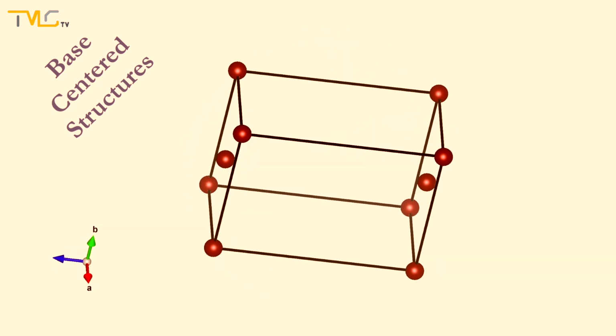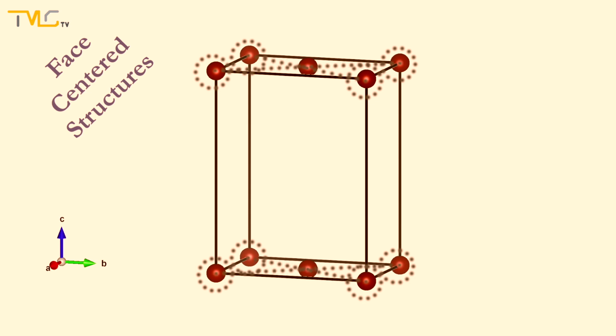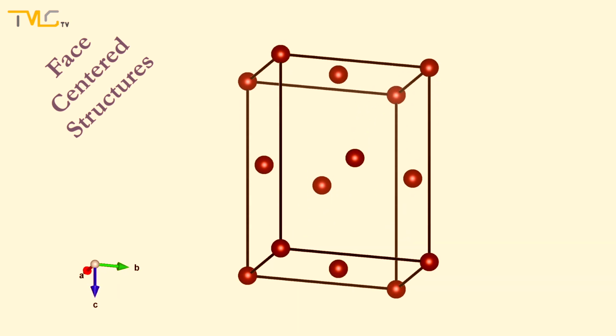The fourth and the last structure is the face-centered structure. In addition to the 8 atoms at the corners and 2 atoms at the centers of the base and top surfaces, now there are one atom placed at the center of the right surface, one atom placed at the center of the left surface, one atom placed at the center of the front surface, and lastly, one atom placed at the center of the back surface. So, in short, face-centered structures have 8 atoms at 8 corners and 1/8 of each of these atoms are inside the cell. In addition to them, there are 6 atoms placed at the centers of the 6 surfaces and half of each of these atoms are inside the cell.